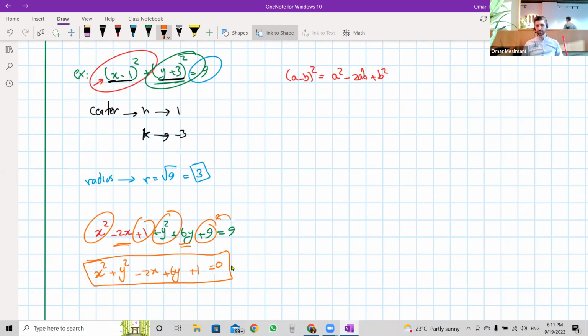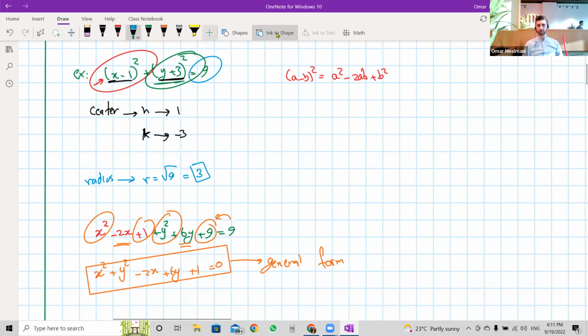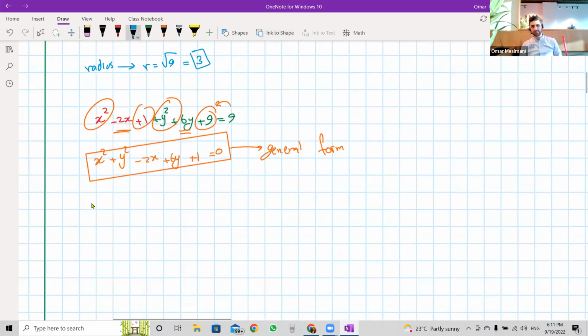This is what we call a general form. We have a general form of a circle. What is the general form of a circle? It is this: x squared plus y squared plus a number with x plus another number with y plus a third number, equals 0.